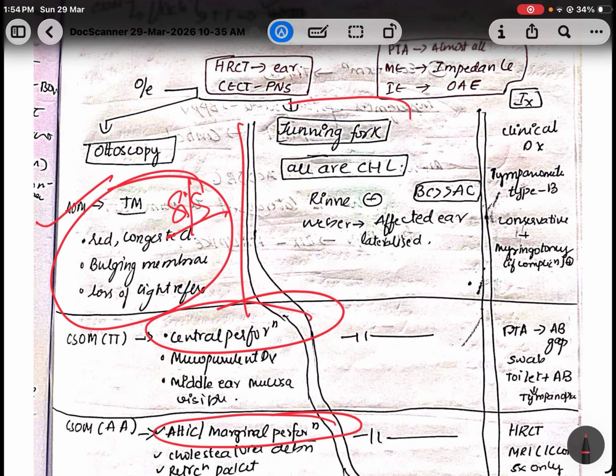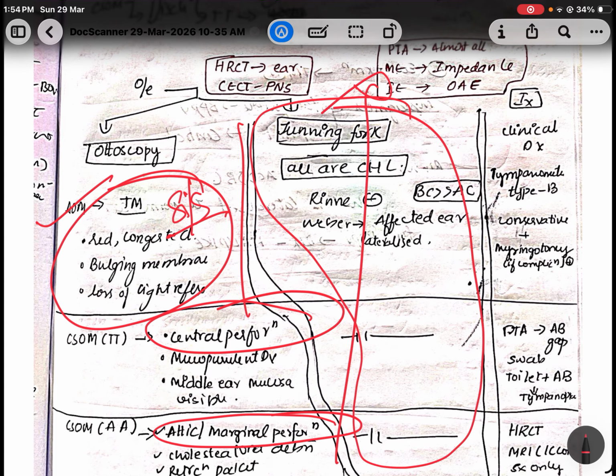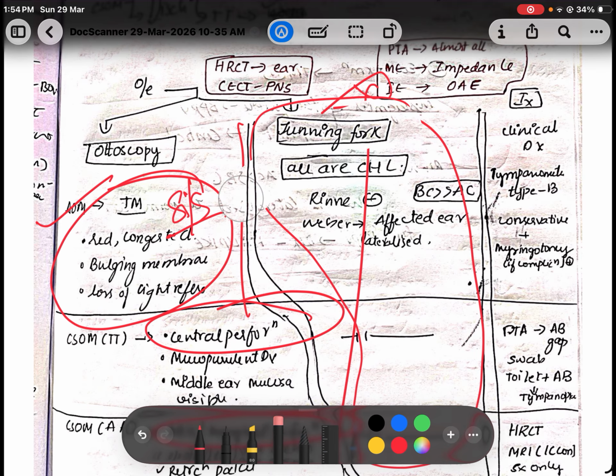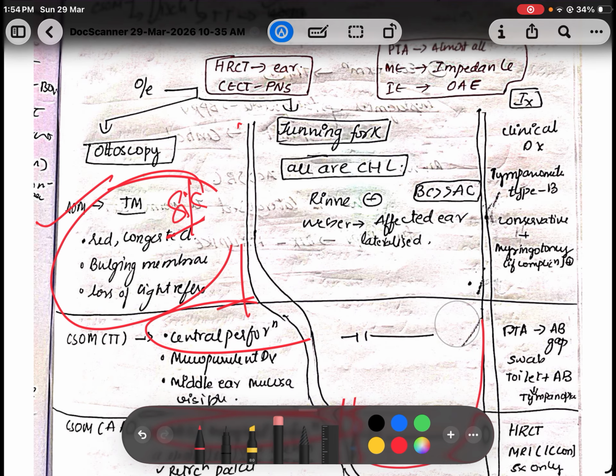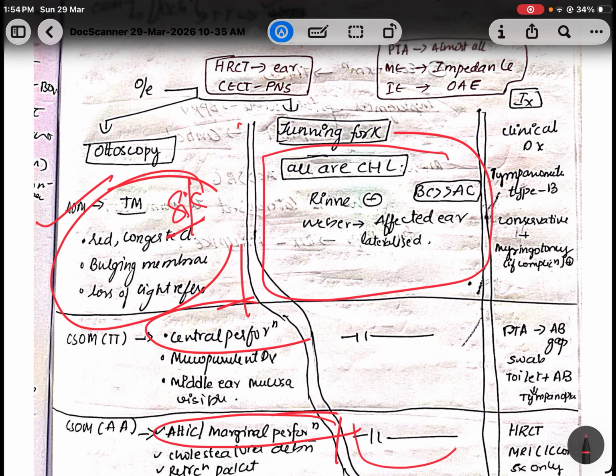For tuning fork tests, for the sake of convenience, every disease in the middle ear states the same: Rinne's negative and Weber's lateralized to the affected ear. You can write this blindly for everything. This is one of the important reasons why things become easy when you use general templates and fit things according to diseases. For investigation, one important thing you should write is HRCT.